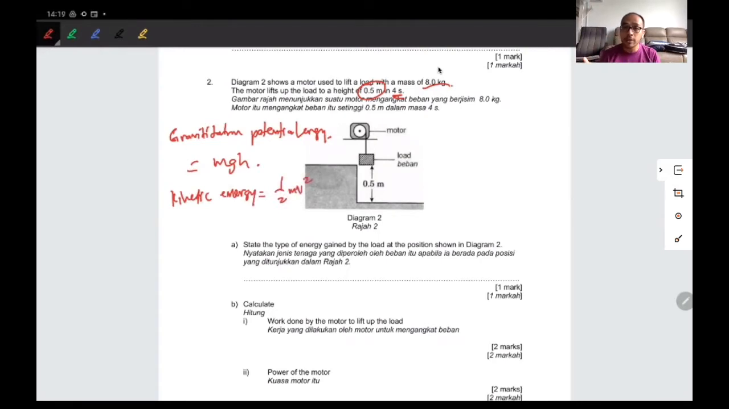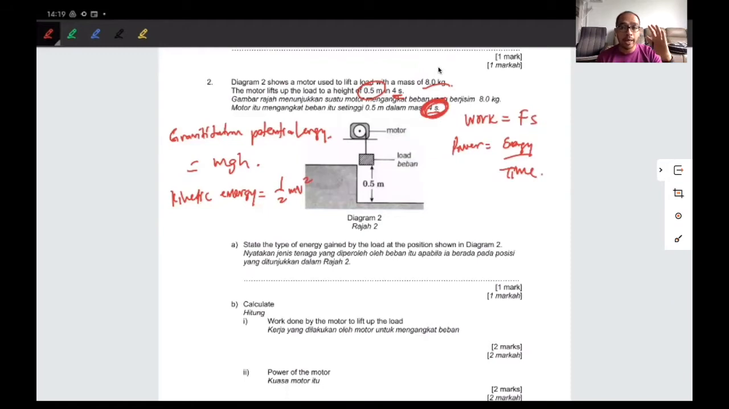Now on the flip side to that, there's also this thing about work. Work is force times displacement. That's another thing. And then of course you want to have power. Power is always energy over time, because they gave the time here. So whenever you see a question like this, have all these formulas in mind.